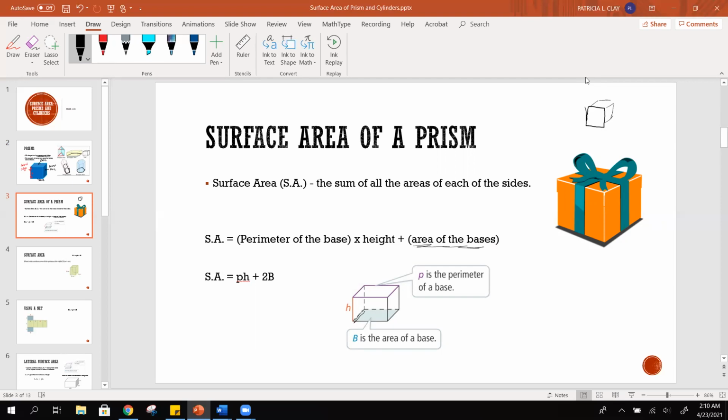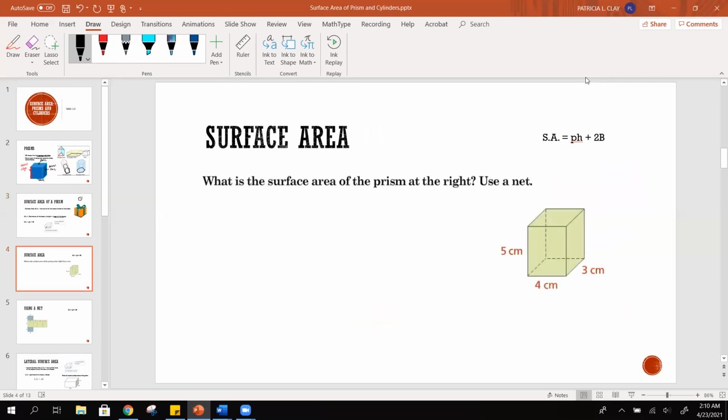Okay, height and our perimeter. All right, so let's do an example. This asks us, what is the surface area of the prism on the right? Use a net. A net is a way of kind of unfolding your prism to help you see it.